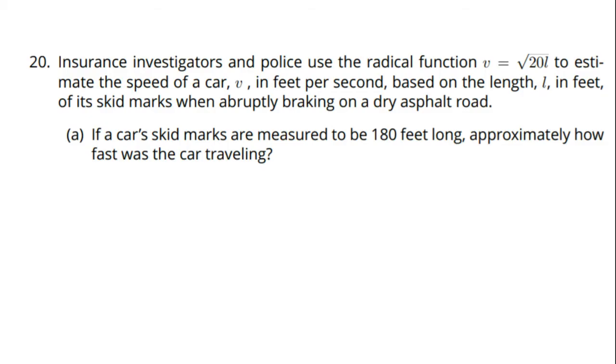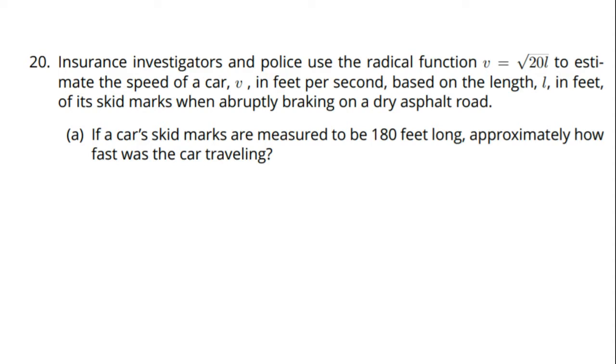All right, guys, in this particular video, this is kind of an application of a square root problem. It gives you the fact that insurance investigators and police use the radical function V equals the square root of 20L to estimate the speed of a car V in feet per second based on the length L in feet of its skid marks when abruptly braking on a dry asphalt road.